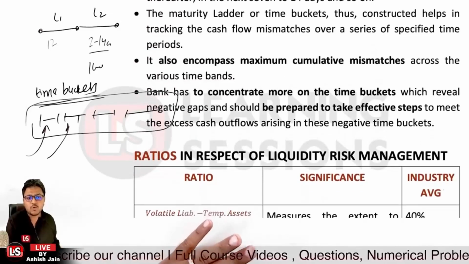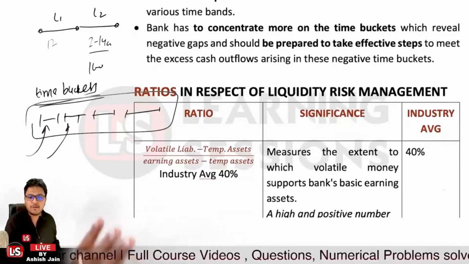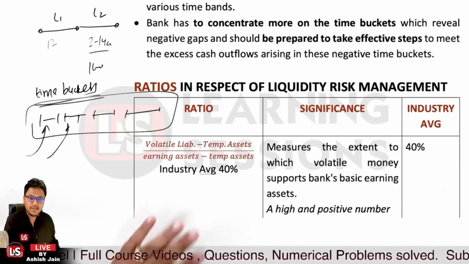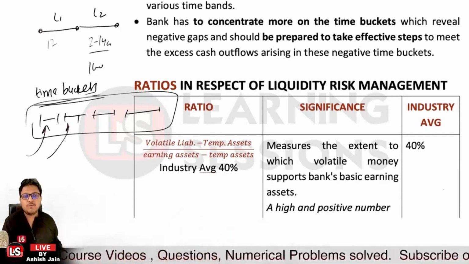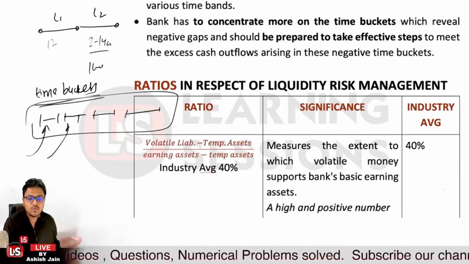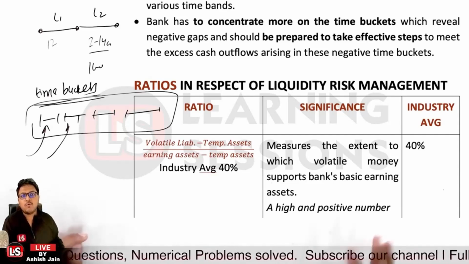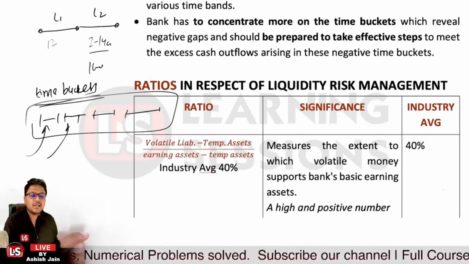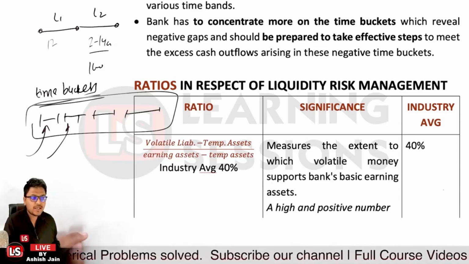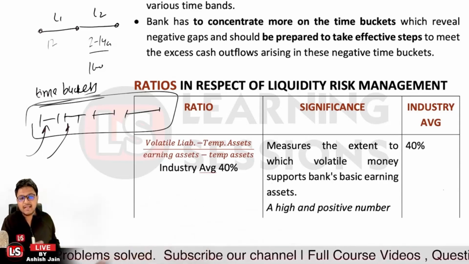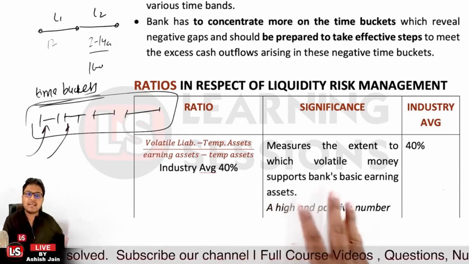Further, related to liquidity risk management, we are going to read about the different ratios. First of all, the ratio of volatile liabilities minus the temporary assets, divided by earning assets minus the temporary assets.